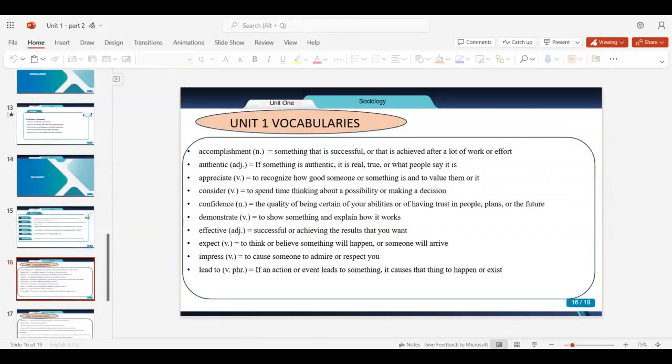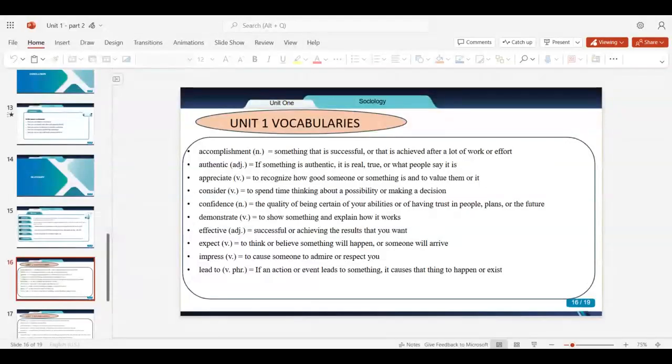The second vocabulary word is authentic, it's an adjective. Here they just write the grammatical form. Accomplishment is a noun, and authentic is an adjective. If something is authentic, it is real, true, or what people say it is. So an authentic thing is real and true.